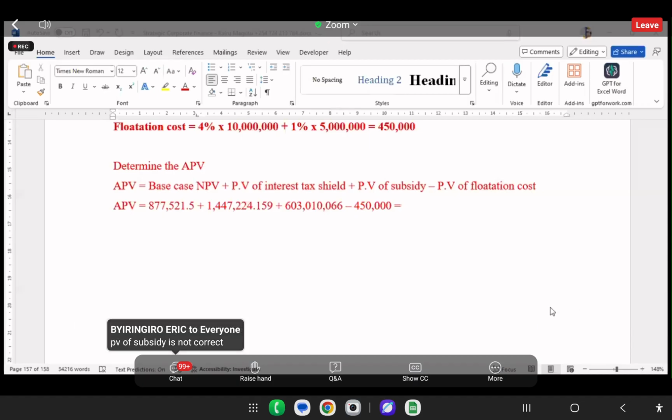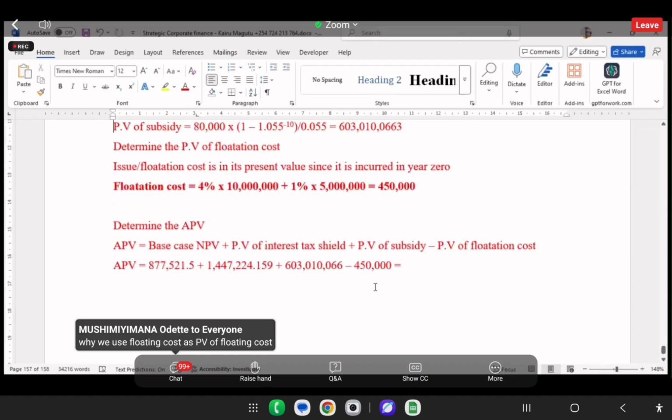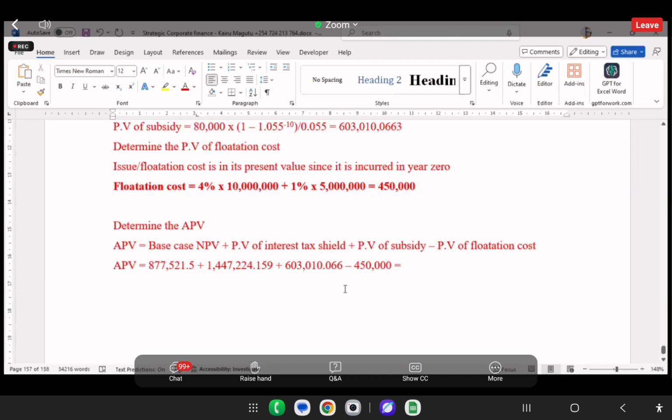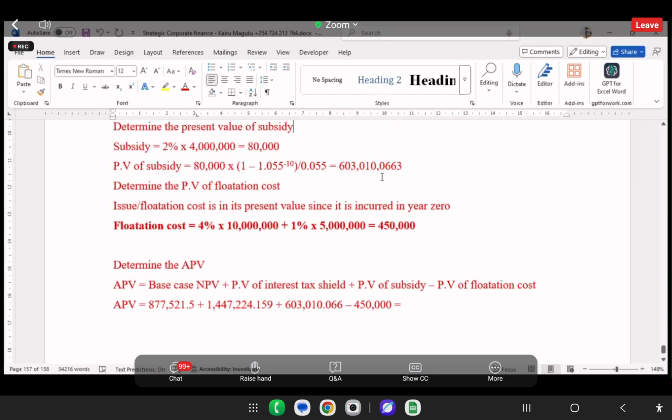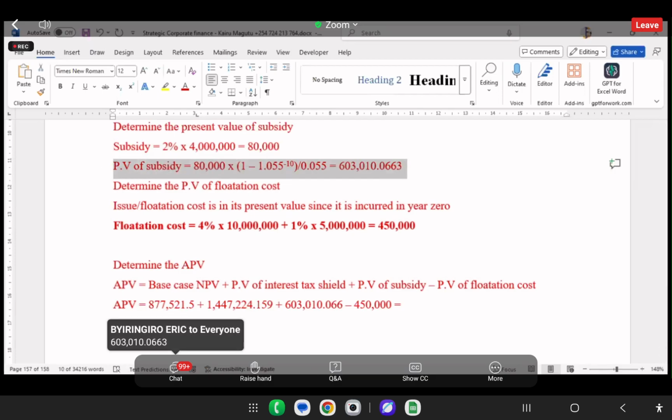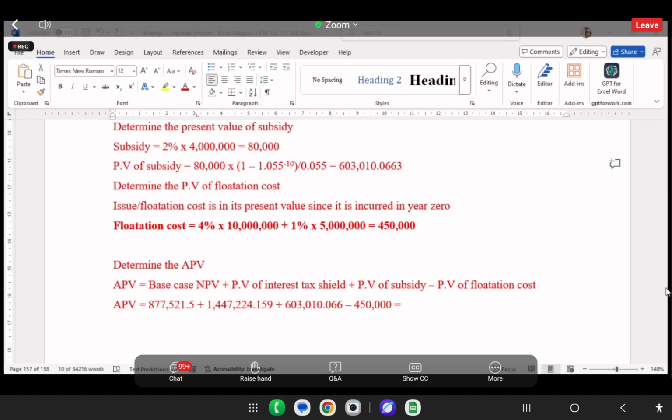PV. Someone says that the PV of the subsidy is not correct. How much was the PV of the subsidy? I think it was 603,010.066. This is the PV of the subsidy. Can you confirm that this PV of the subsidy, someone says that it is not correct, please? Check. 603,010.